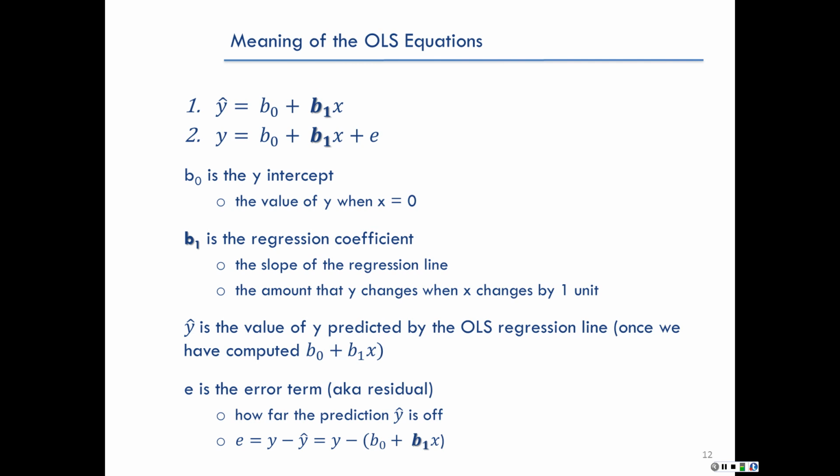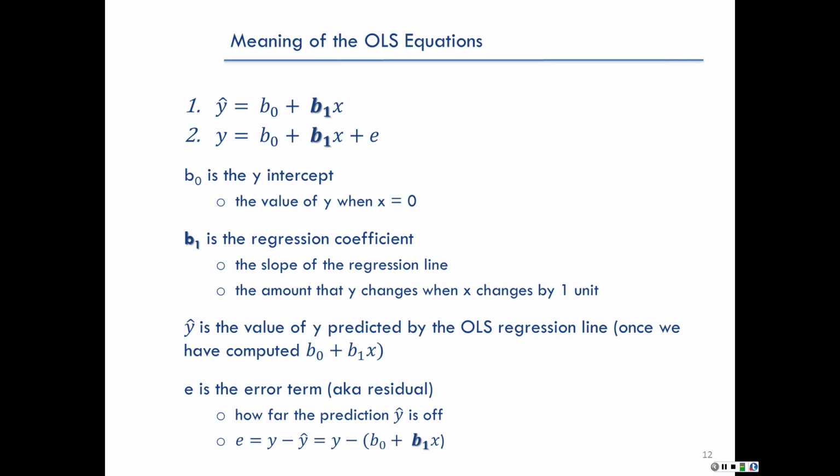Y hat, as I mentioned, is the value of y predicted by our OLS regression line. So once we've computed beta naught, the intercept, and beta 1, the regression coefficient, we have our value of x. We then use equation number 1 to come up with a predicted value of y for each and every observation. And so this is the value of y predicted by our regression line.